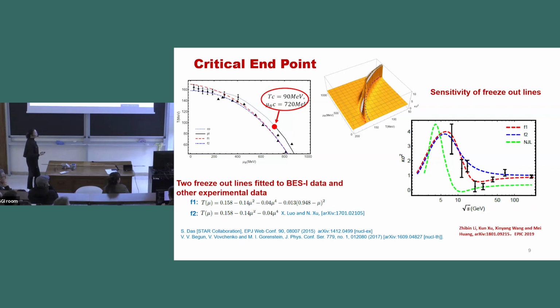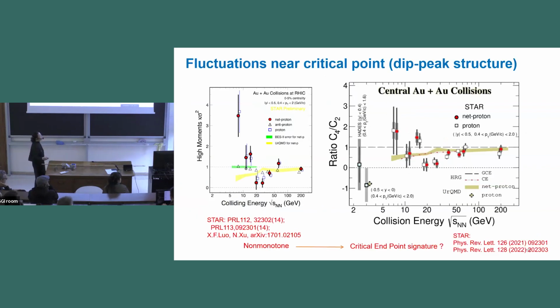So this observable is actually very sensitive to the freeze out line. The relation between your freeze out line and the phase transition line is very sensitive. If you choose different freeze out lines, then you will get a different structure of your observables. So that's from a thermal equilibrium system.